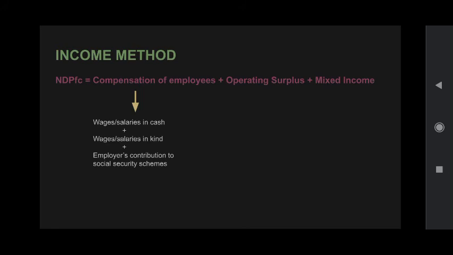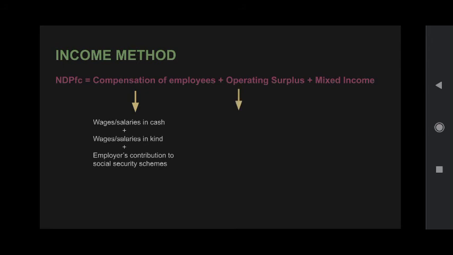Now, wages and salaries in cash means whatever money you receive in hand, the salary in hand which you take home. Then wages and salaries in kind means the other fringe benefits which you get from your employer, right? Like housing, or a car, or anything else which has a monetary value. Then the third is the employer's contribution to social security schemes, just like your PF and gratuity. All these are added.